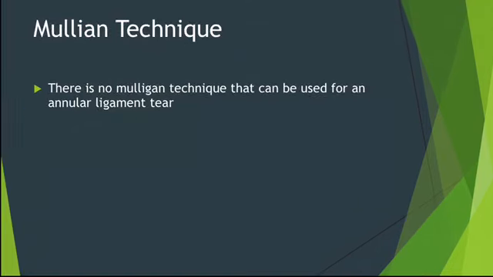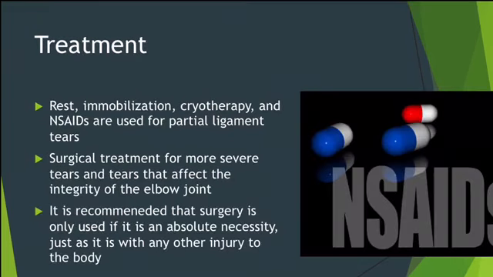There is no mulligan technique for an annular ligament tear. Treatment for a partial tear includes rest, immobilization, cryotherapy to reduce swelling and pain, and the use of NSAIDs. Surgical treatment may be required for more severe tears such as a complete tear, or if a partial tear is not beginning to improve over time.